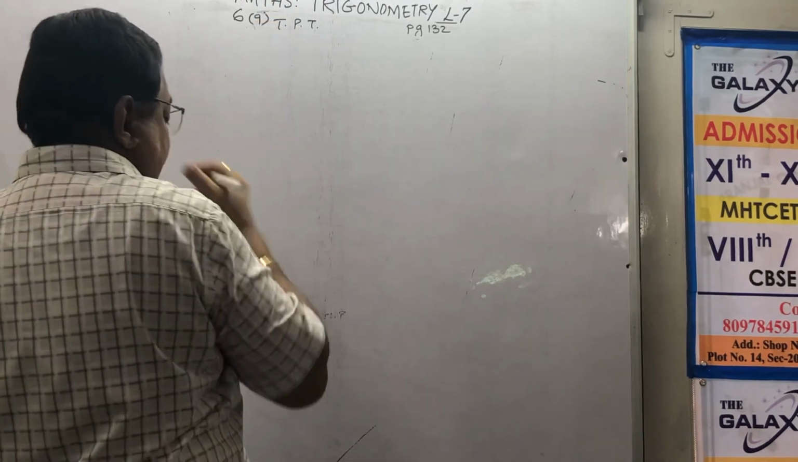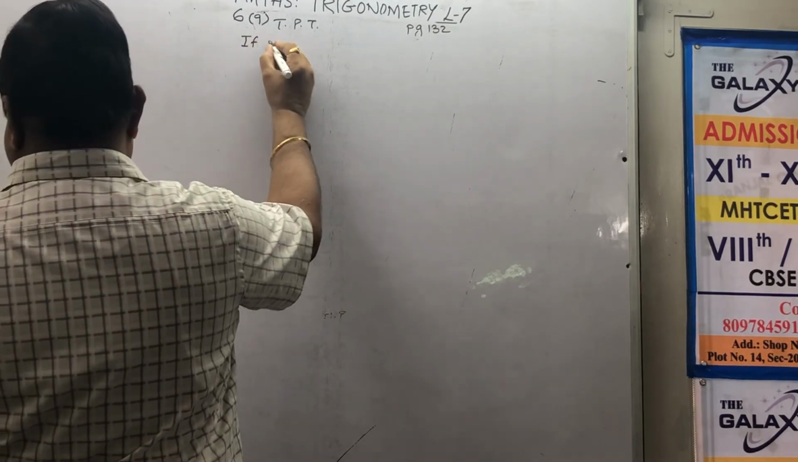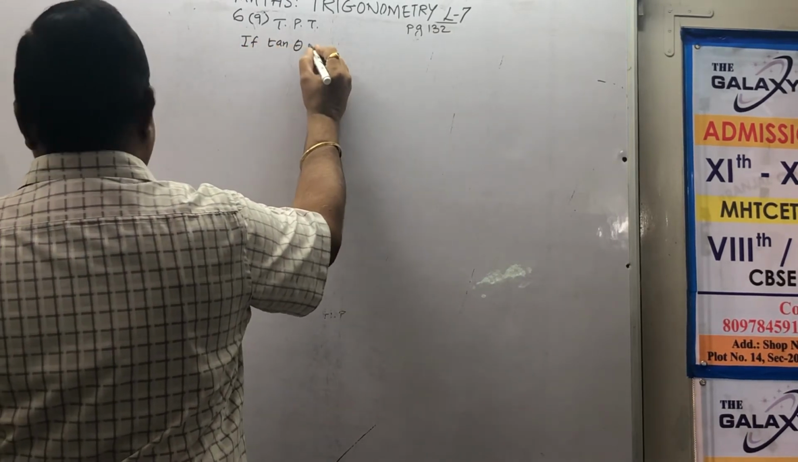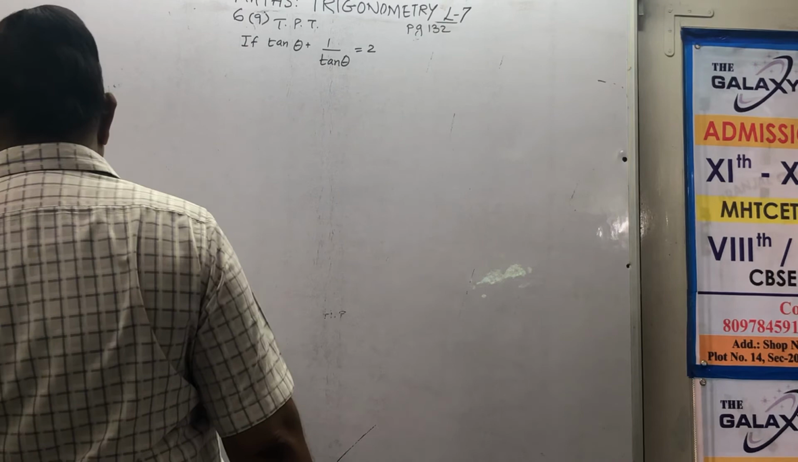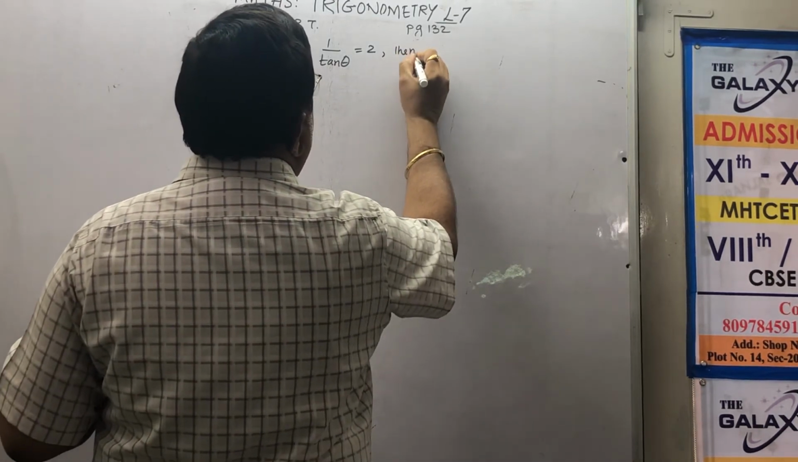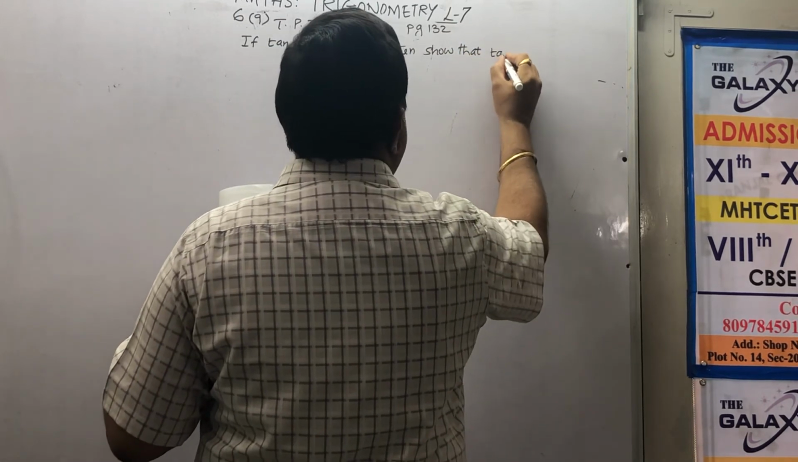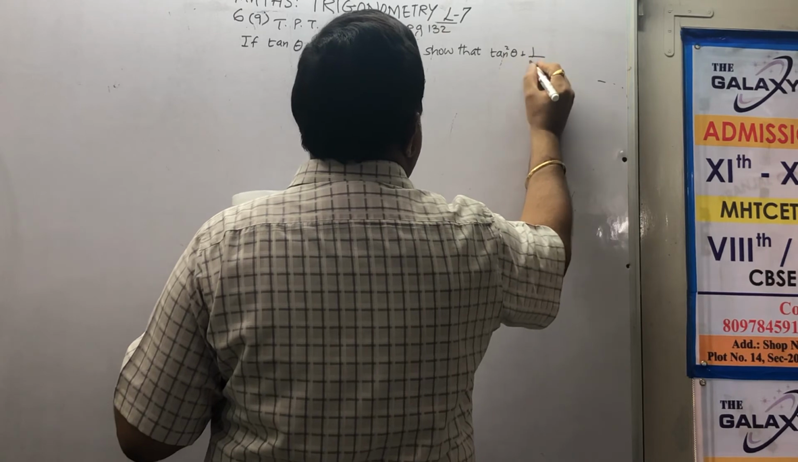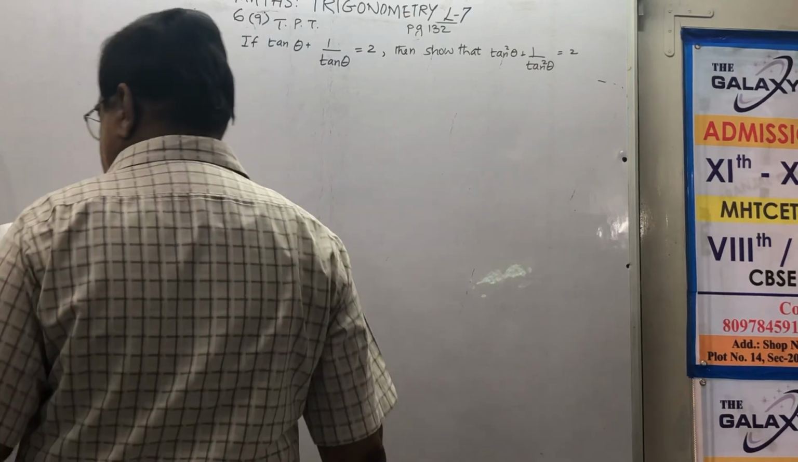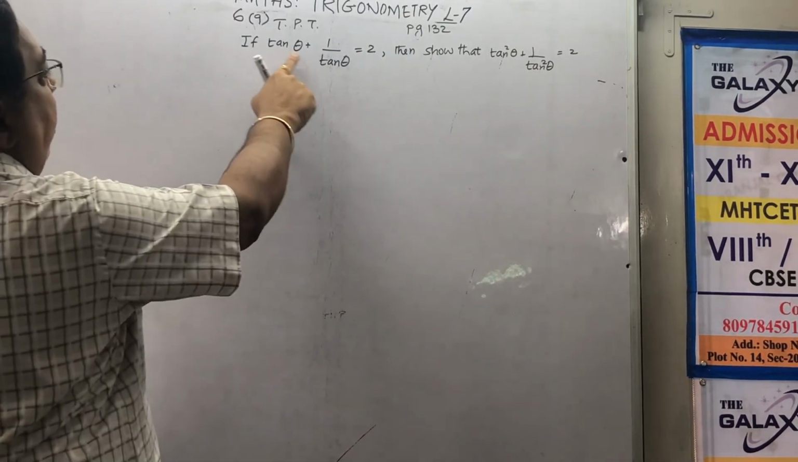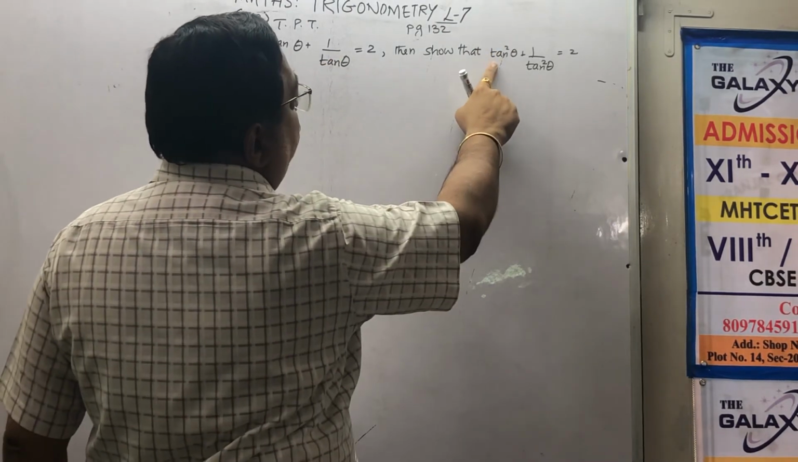Sum number 9 in the book. The book says prove that if tan theta plus 1 upon tan theta is equal to 2, then show that tan square theta plus 1 upon tan square theta is also equal to 2. Now, I have got one term, tan theta. I also have 1 upon tan theta. I have power 2 here, I have power 2 there.